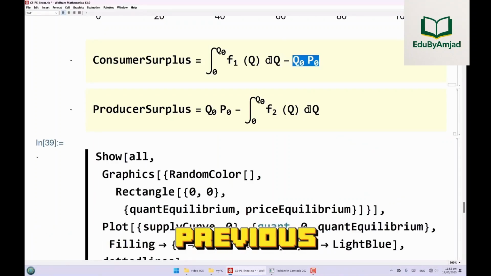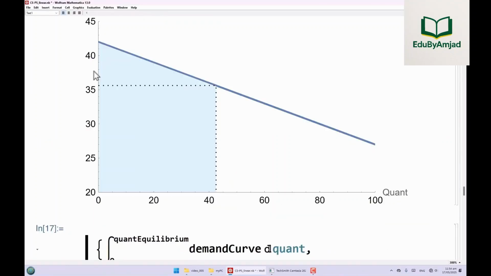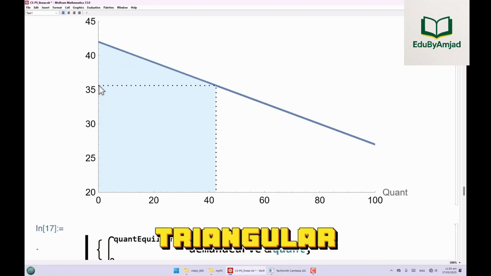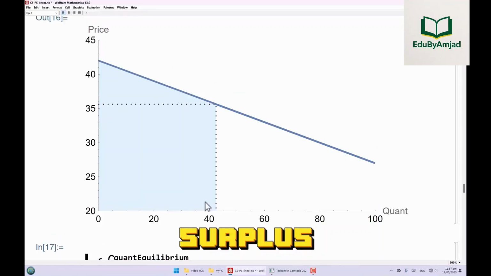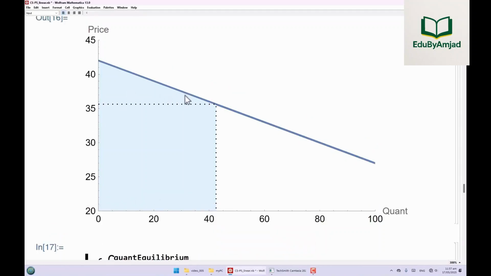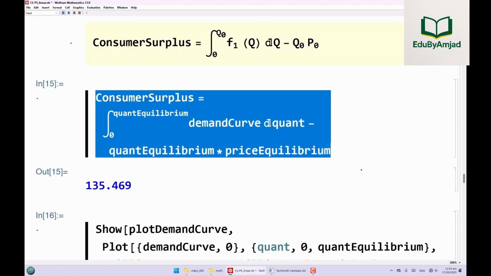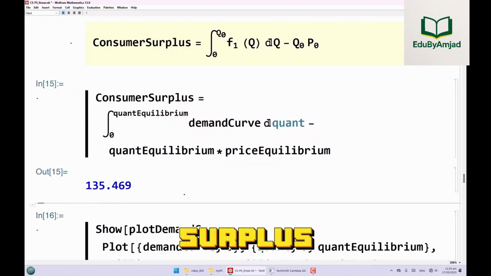This area is subtracted from the previous area. It is a rectangular area, showing expenditure. This rectangular area, shown by dotted lines, is subtracted, leaving us with this triangular area, the consumer surplus. Here, we input this formula into Mathematica, giving us $135,460 as consumer surplus.